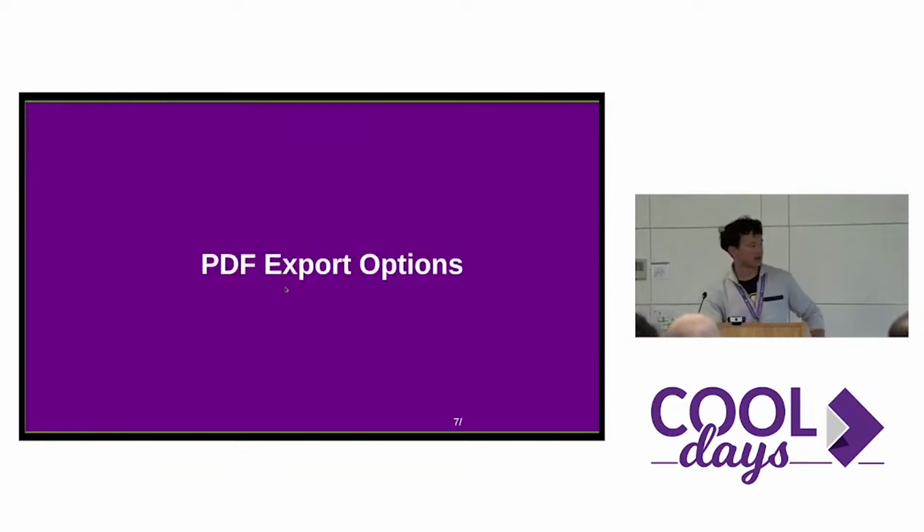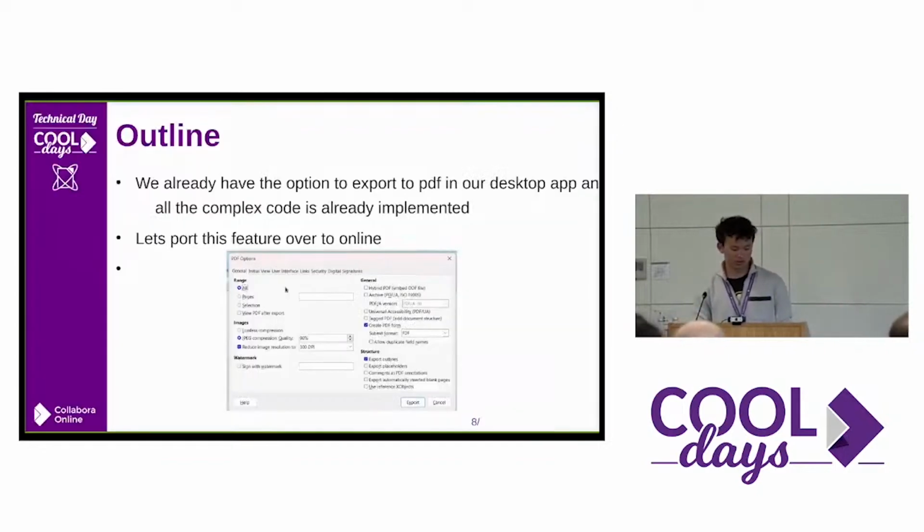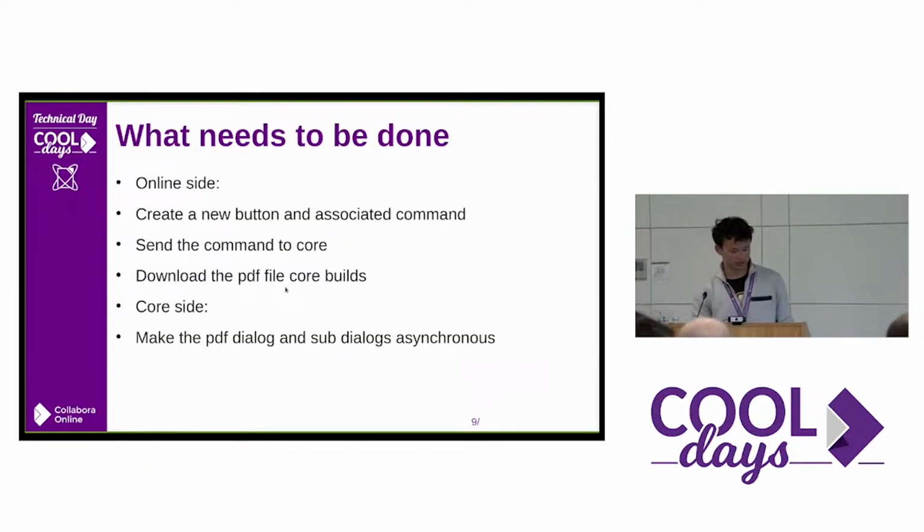And then the second thing I did last year, just quickly, is the export options. We already have PDF export implemented for Writer, Calc, Impress, and everything, all the complicated code. So the idea was just to put this online so everyone using Collabora Online can export to a PDF. All that we need to do for the online side is create a button again, send the command to core, and then figure out a way of getting the file which core creates onto the PC, which easiest way was to just download it.